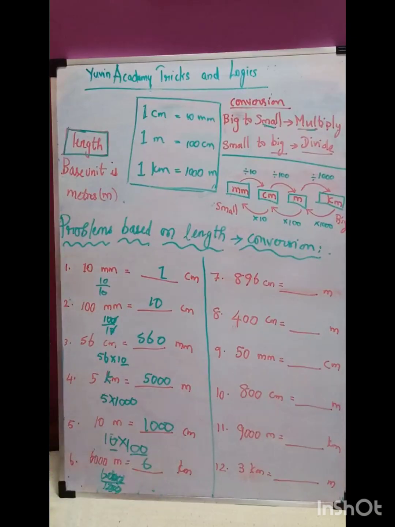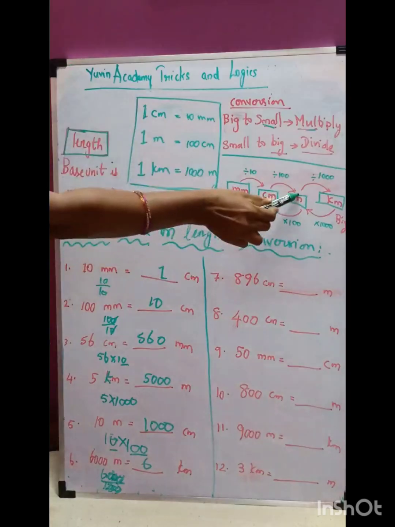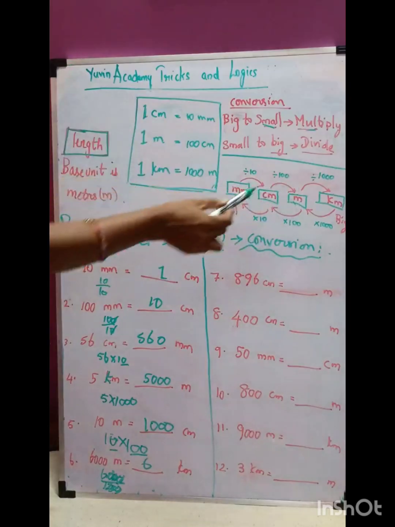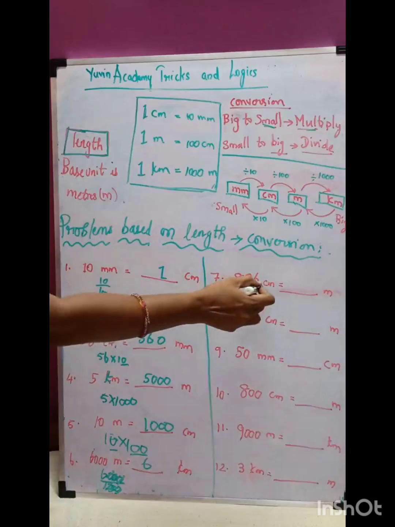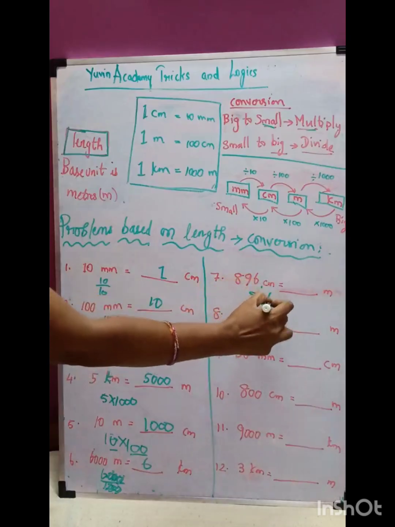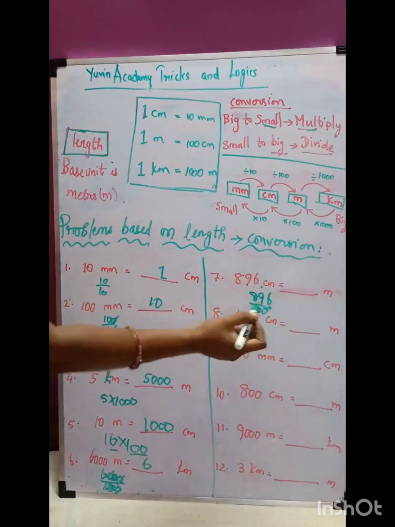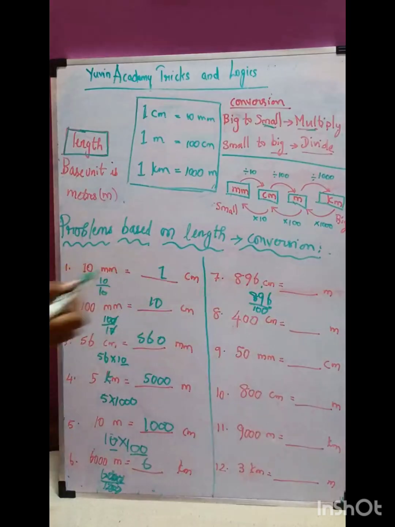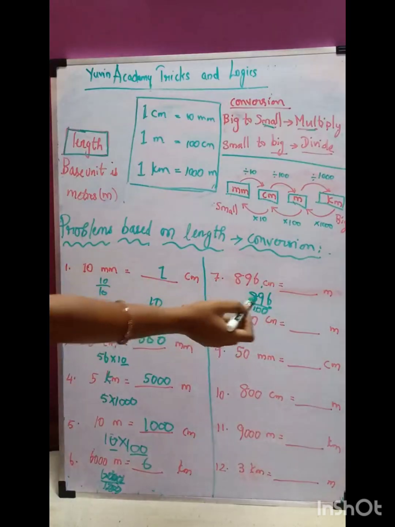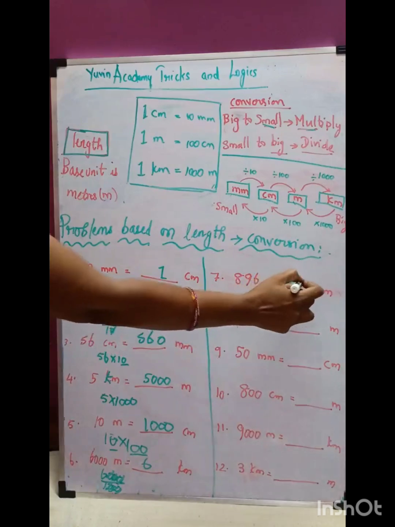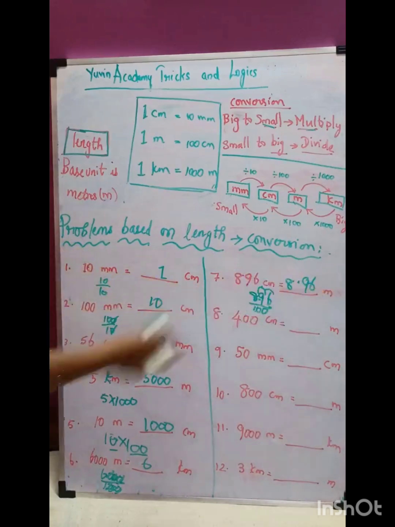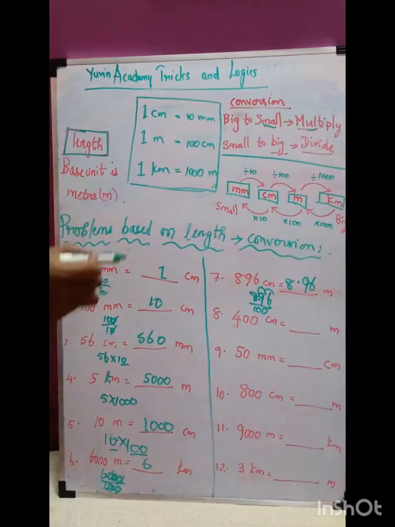Next one is 896 centimeter to meter. Centimeter to meter, that is small to big. That is divide by 100. So 896 divided by 100. When dividing by 100, there are two zeros, so you have to move the decimal two places. So 8.96 meter.